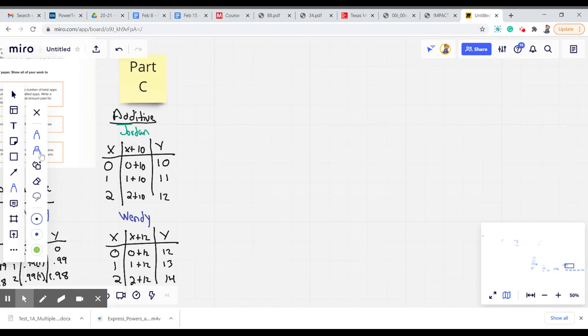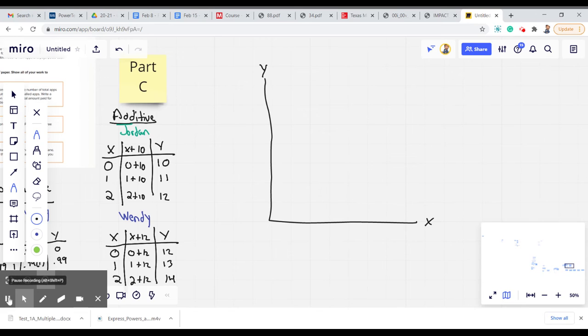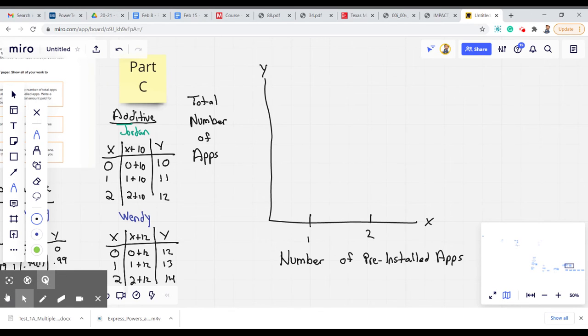Let me go ahead and make a graph real quick. Yours should look something like this, sorry, I know my lines aren't straight. This is my y coordinate and x coordinate. Let's look at my x's. I only go to 2 and 3 on Wendy's. Let's label it. The x's are number of pre-installed apps, and our y's are total number of apps.